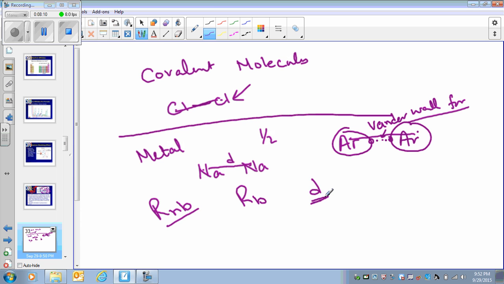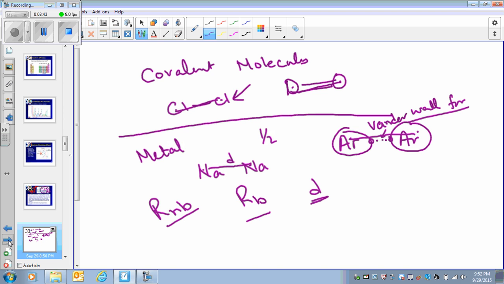This is the distance between the two nuclei. This is the bonding radius. This is the non-bonding radius. And there are different logics that we use to calculate it for different molecules. Covalent is the easiest one because we have a very strong bond holding the atoms together, so this distance will not change. But for metals, we calculate it from the crystal lattice. For gases, we calculate it from the van der Waals forces.